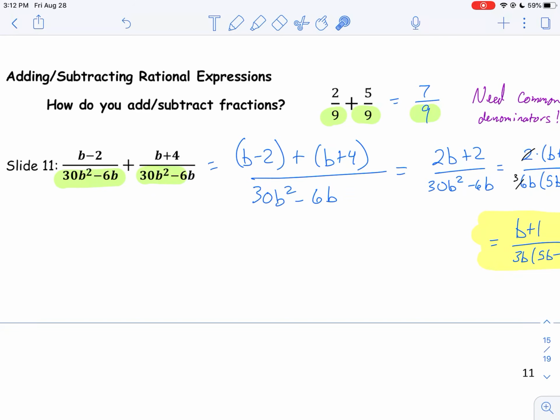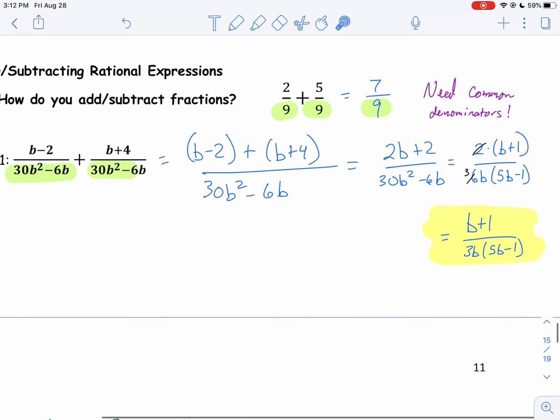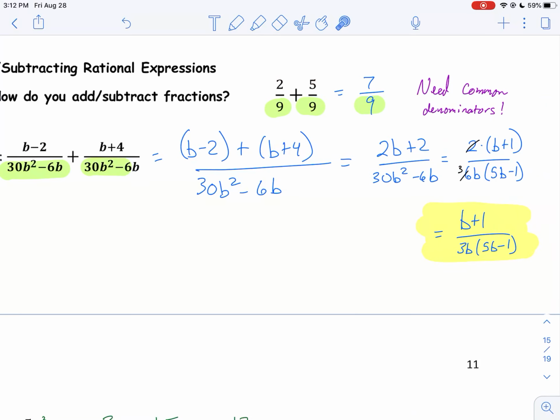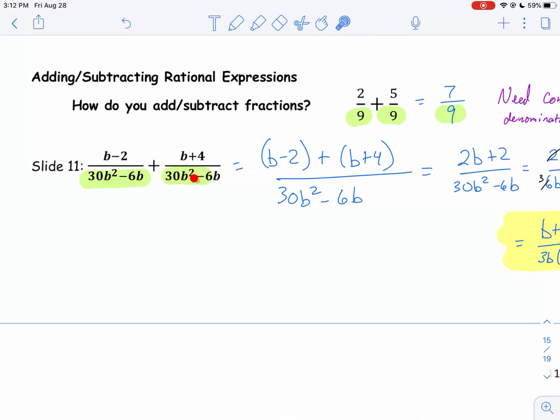How do you add and subtract fractions? Well, here we've got common denominators. We can just keep the denominators the same and add the numerators. 2 plus 5 is 7. Same way here. If we've got two fractions with common denominators, we could just add them, keep the denominator the same.